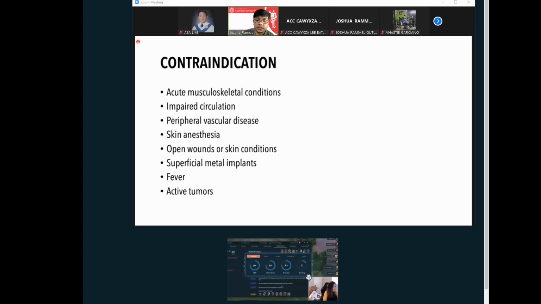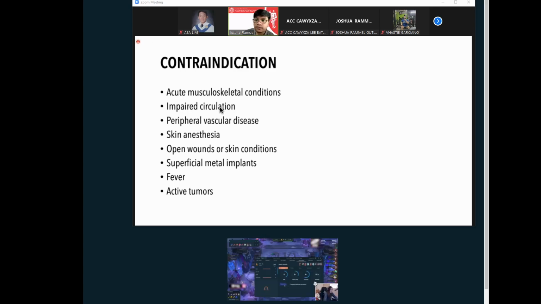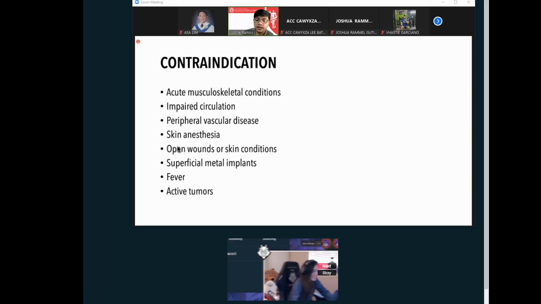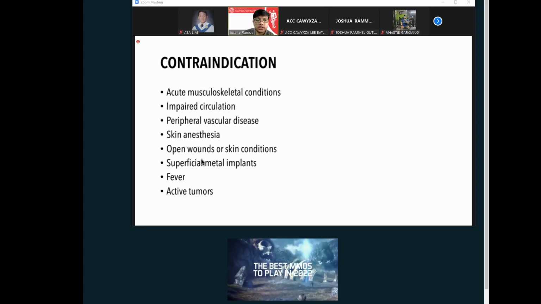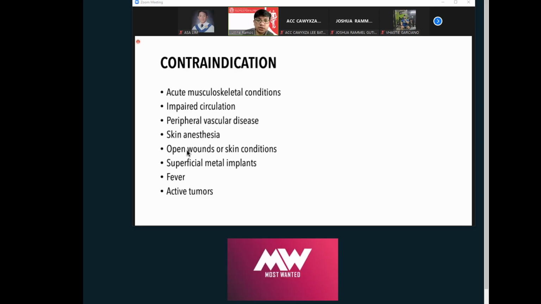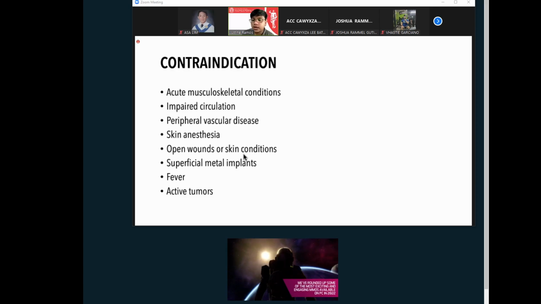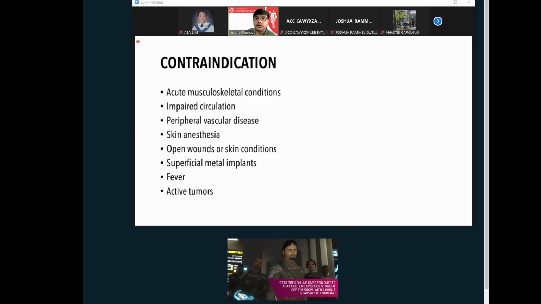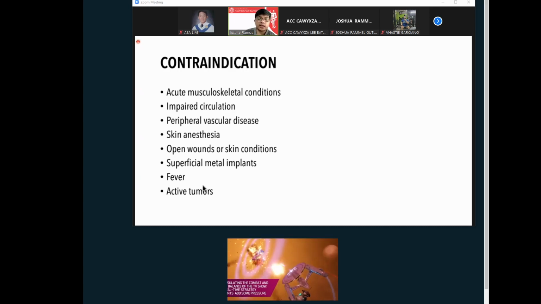And provided that the patient is cleared from contraindications: acute musculoskeletal conditions, impaired circulation, which is a relative contraindication, skin anesthesia if there is severe numbness along the area. So you have to do your hot and cold skin test to check the skin sensorium, check for any open wounds or any other skin lesions. Presence of superficial metal implants is absolutely contraindicated if it's close to an area that has a very least amount of subcutaneous tissue, okay, fever, and active tumors.